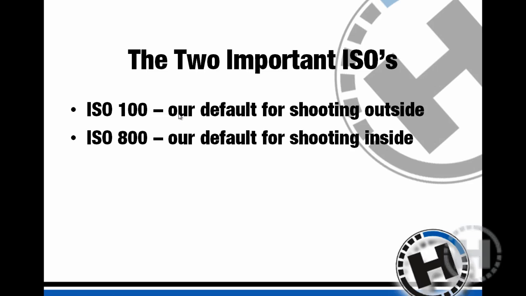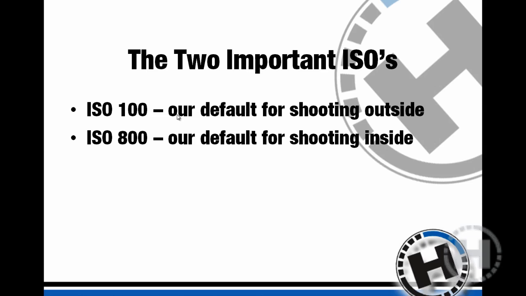On the flip side, when we're shooting inside without flash, we need to set our camera to an ISO of 800. Generally speaking, we're using very large apertures, usually 1.8, and that will allow us to handhold most of our shots.